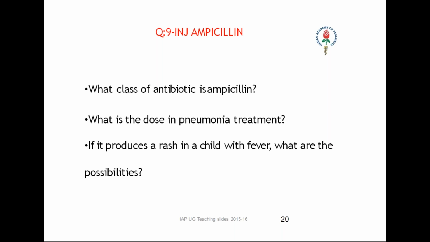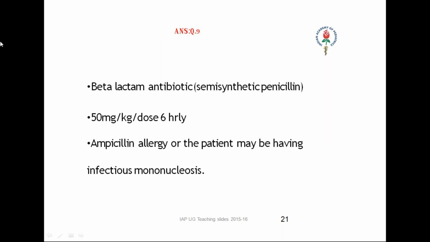What is ampicillin? It is a beta-lactam antibiotic. Yes, ampicillin is an antibiotic. So which class of antibiotics is ampicillin, what is the dose in pneumonia treatment, and if it produces a rash and a chill with fever, what are the possibilities? These are all the expected questions. It is a beta-lactam antibiotic, as you already said, very well said. It is a semi-synthetic penicillin, and the dose is 50 mg per kg per dose, 6th hourly.